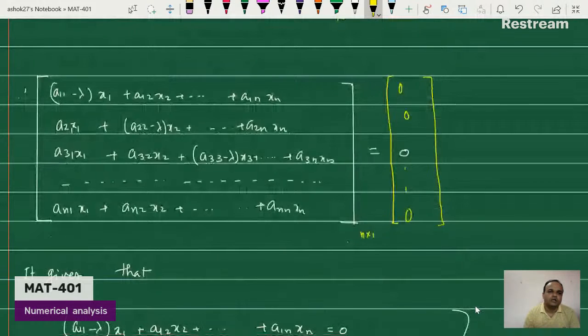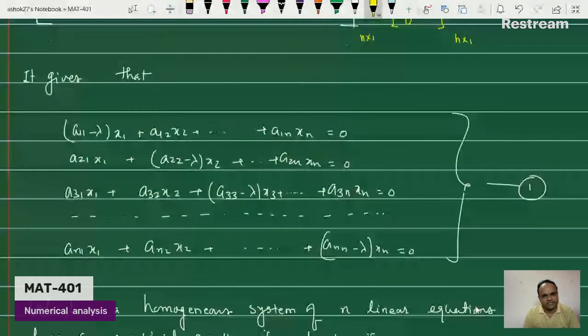So you'll get the system of equations. Comparing these two n cross 1 matrices, you'll get these equations. First, that is (A11 minus lambda) into x1 plus A12 x2 plus up to plus A1n xn equal to 0. Then the second equation, that is A21 x1 plus (A22 minus lambda) into x2 plus up to A2n into xn, equal to 0.